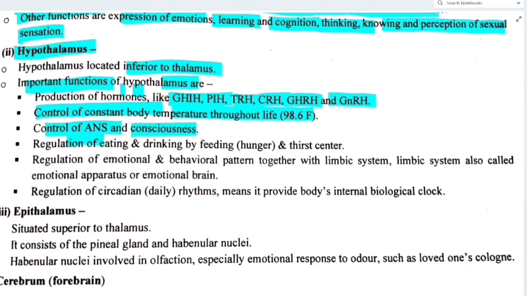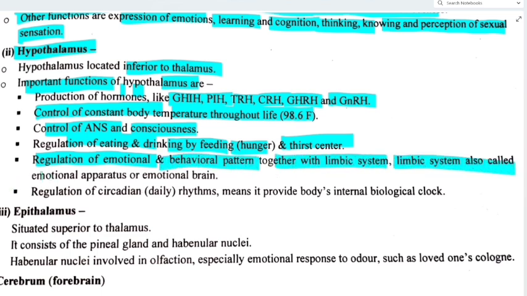Then regulation of eating and drinking by feeding, that is hunger and thirst center. Regulation of emotional and behavioral pattern together with limbic system. Limbic system is also called emotional apparatus or emotional brain. So it is regulating our eating and drinking by feeding and thirst center. Then regulation of emotional and behavioral pattern together with limbic system. Limbic system is called emotional apparatus or emotional brain.